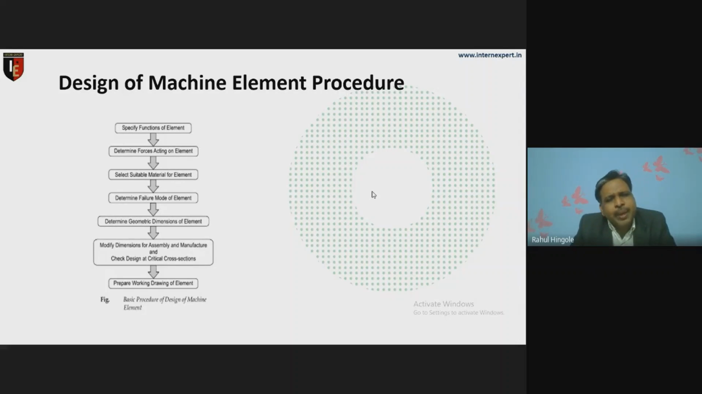Okay. Determine the geometric dimensions of the element. What are the geometric dimensions of the element? What is the length of the particular fan blade? Suppose 600 millimeter, you can say 600 millimeter. Some of them are 600 millimeter, some of them are 300 millimeter. Whatever these dimensions are, these are the standard dimensions. For whatever type of blades you need for the fan, you will get the same dimensions.